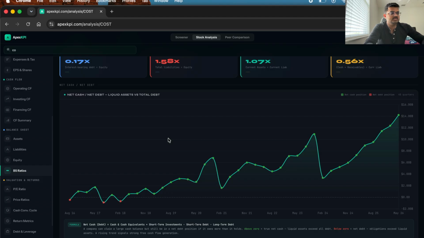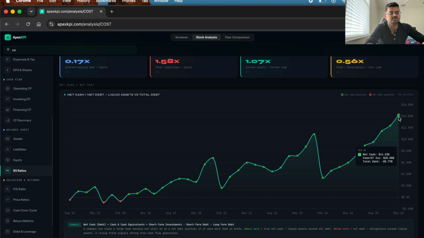So in the case of Costco, they literally don't have any debt. In the most recent reporting period, if you see the tooltip, the net cash is $14.23 billion, which means they don't have any debt. How we came up with this $14.23 billion is cash plus short-term investment.